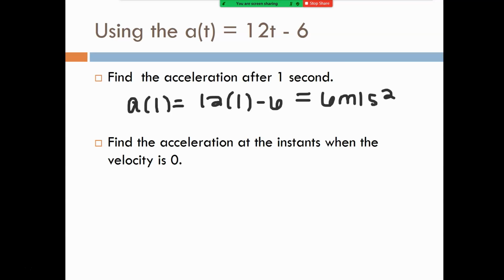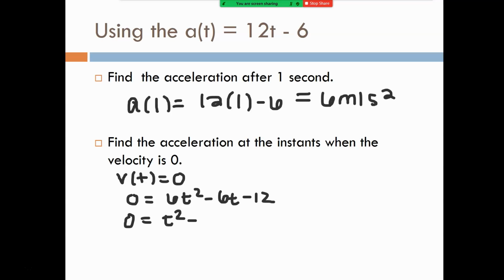It's right after the velocity graph. And then it says find the acceleration at the instance when velocity is 0. So we had picked up and we said, okay, v of t equals 0 when 0 equals 6t squared minus 6t minus 12, which was when 0 equaled t squared minus t minus 2. And we got our times as 2 and negative 1.